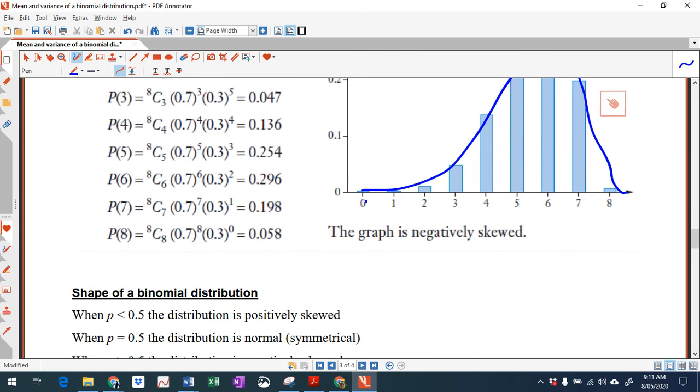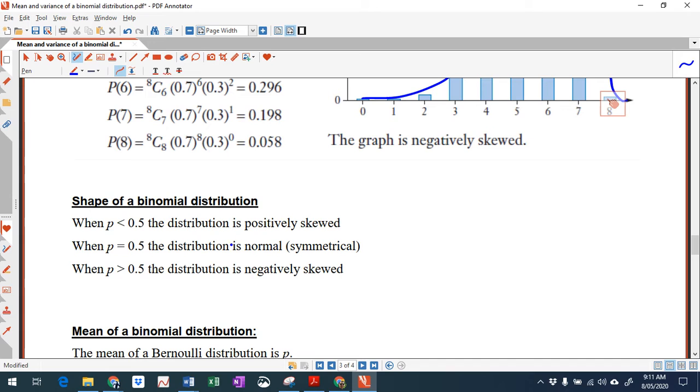Okay, so what can we say about those three examples? If the probability of success is less than 0.5, the distribution is positively skewed. If it's equal to 0.5, such as tossing heads or tails, which is an example where you get 0.5 as a probability of success, then the distribution is symmetrical. We say it's a normal distribution. And if the probability of success is greater than a half, the distribution is negatively skewed.